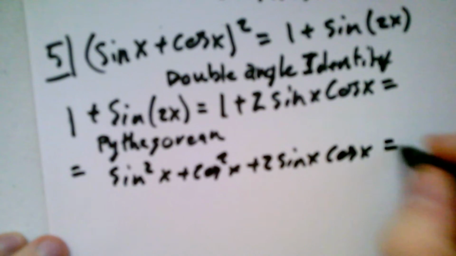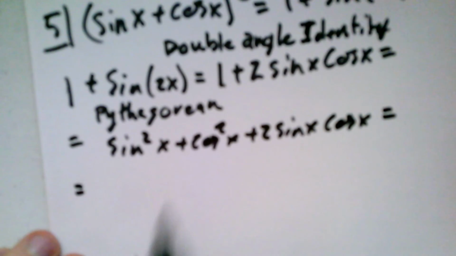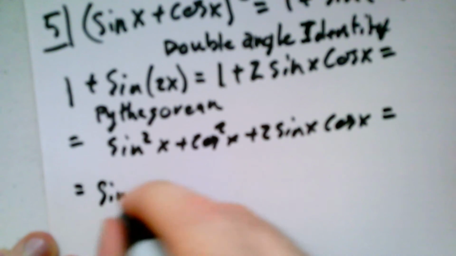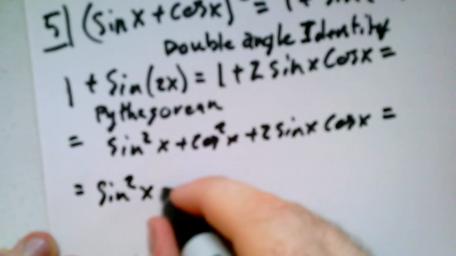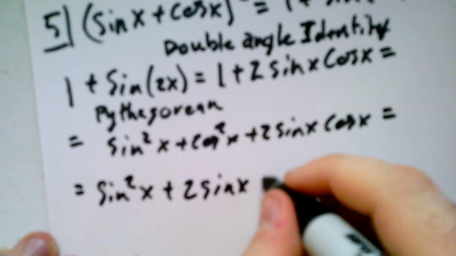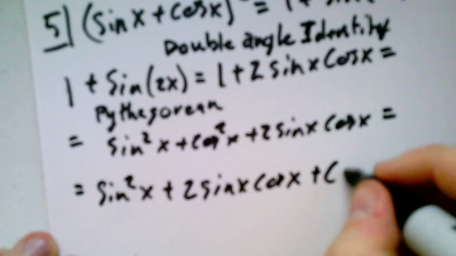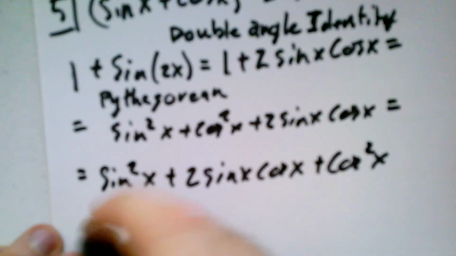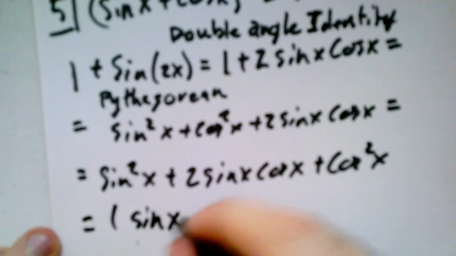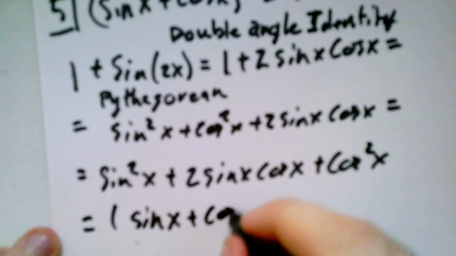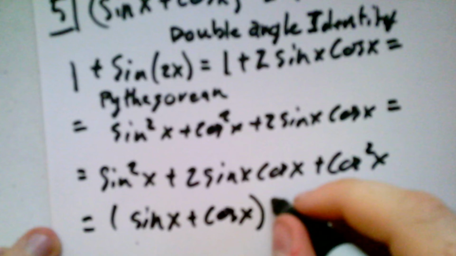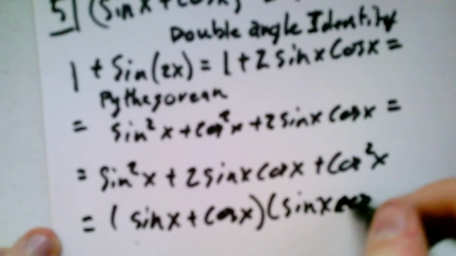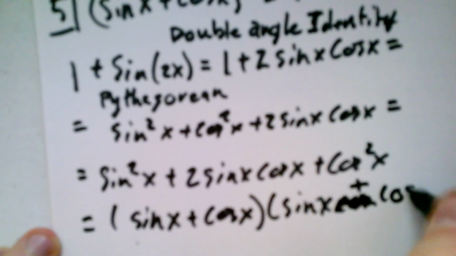Okay. Now continuing, I'm going to take this cosine to the back side of my terms. So I have sine squared x plus 2 sine x cosine x plus cosine squared x, and I realize that this is a perfect square. It factors as sine x plus cosine x times itself. That's not times cosine x, that is plus cosine x.